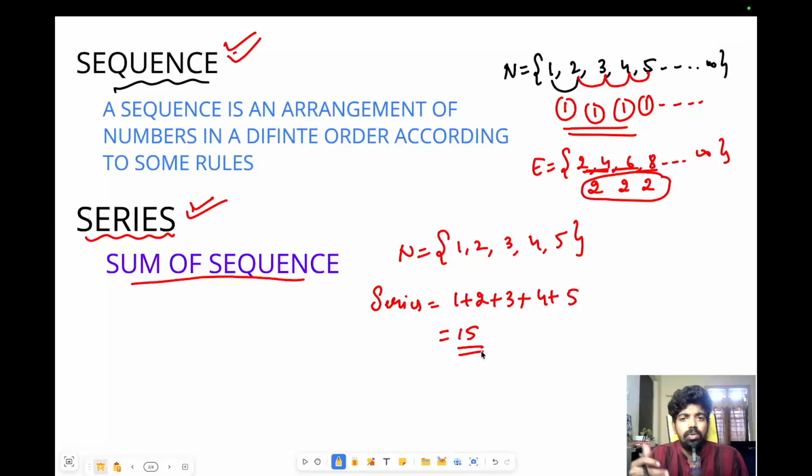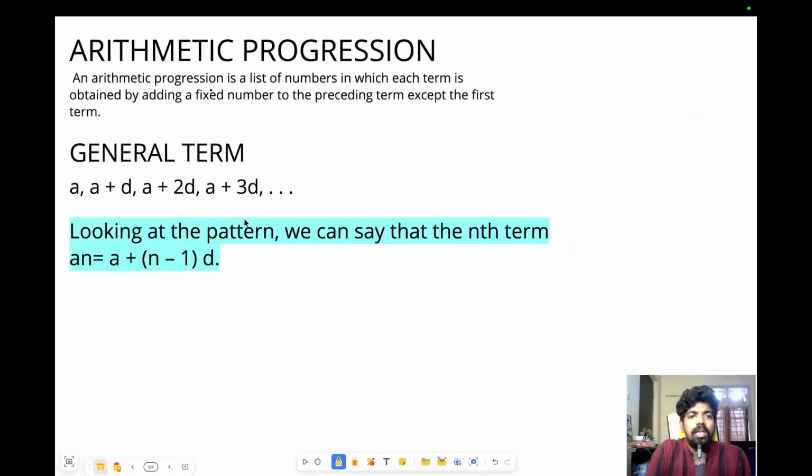Let us go for what is the definition of arithmetic progression. An arithmetic progression is a list of numbers in which each term is obtained by adding a fixed number to the preceding term except the first term.